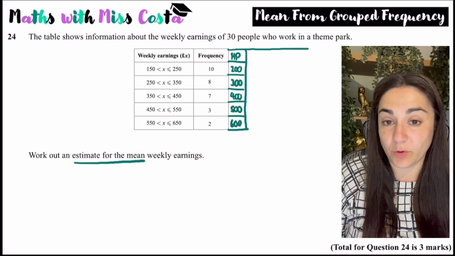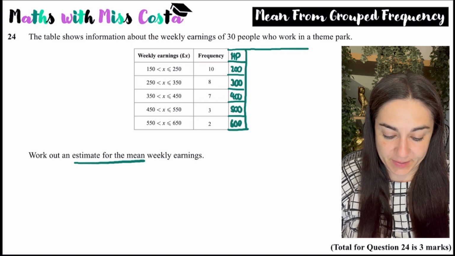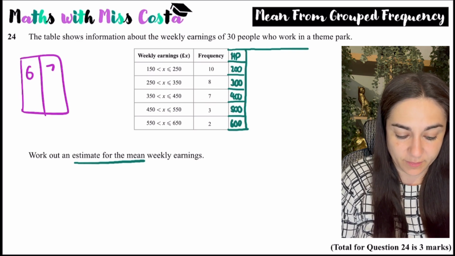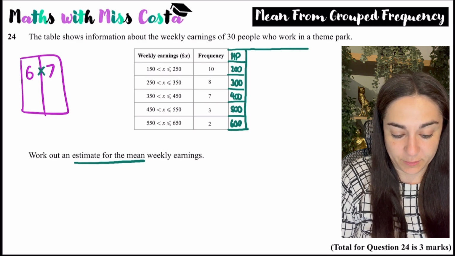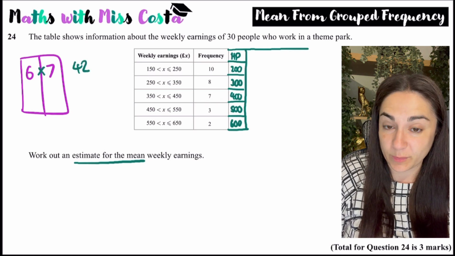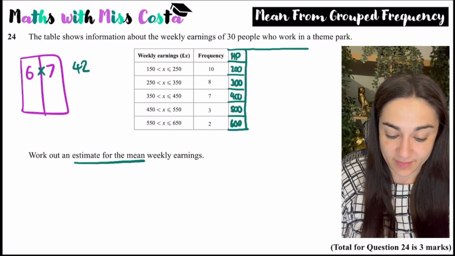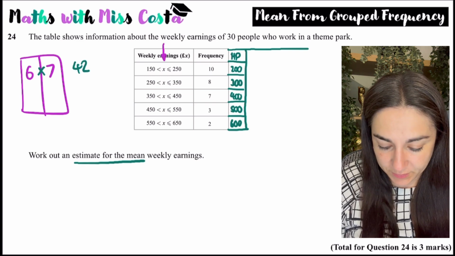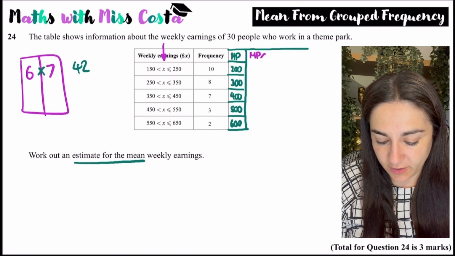So once you've got your midpoint, because with a normal frequency table, like let's say we've got 6 dogs and there's 7 of them, all you'd do is multiply. So that would be 42. But because it's a grouped frequency table, the most accurate thing is to find the midpoint. So that's why we do that. So your next column would be the midpoint times by the frequency. Frequency just means the amount.